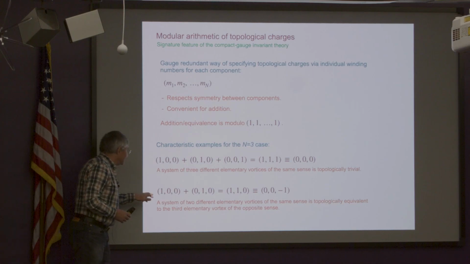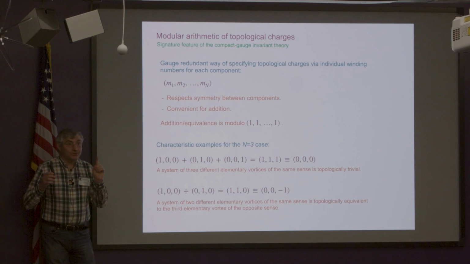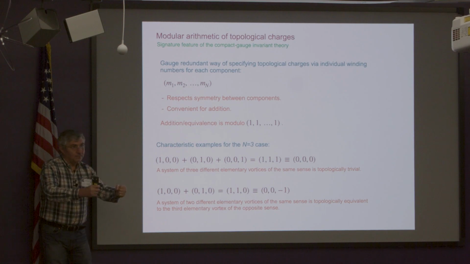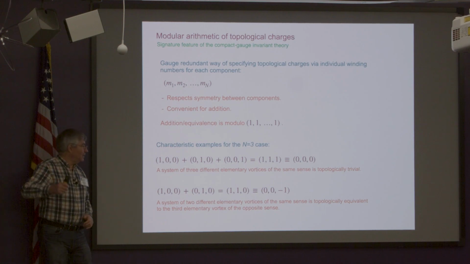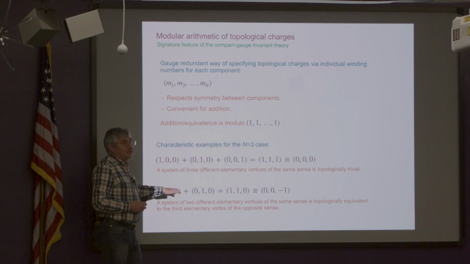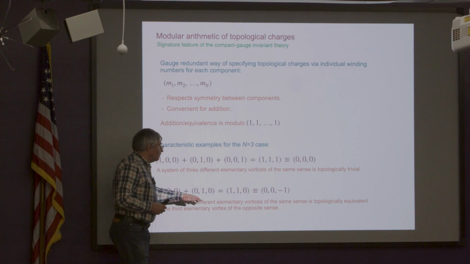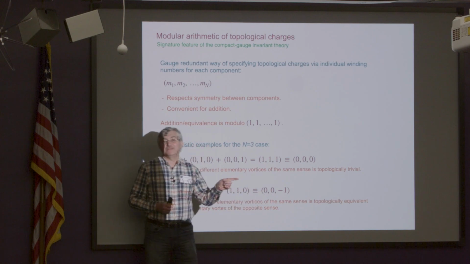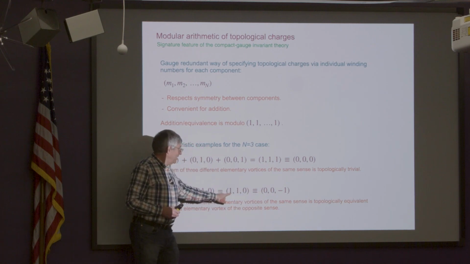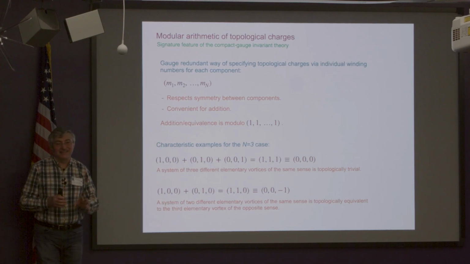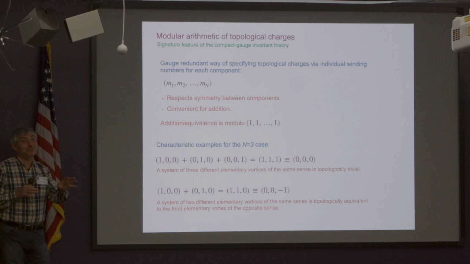Yet another instructive example is if I have just two elementary vortices, like (1, 0, 0) and (0, 1, 0). I put them nearby, I go far away and see what happens. Then I cannot distinguish what I see from the elementary vortex of the third kind with an opposite sign, because this guy is equal to this guy modulo this vector. So that's an interesting arithmetic of those counterflow vortices.